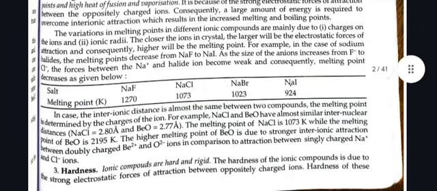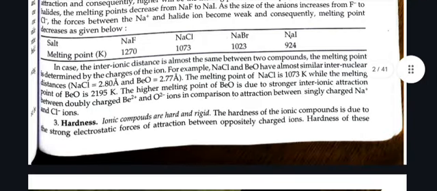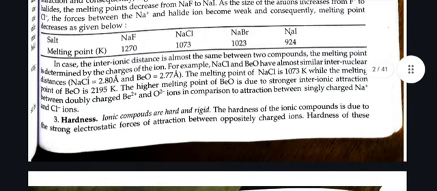As the size of anions increases from F- to Cl-, the force between Na+ and the halide ion becomes weak and consequently the melting point decreases, as given below. Salt NaF, its melting point in Kelvin, 1270. Salt NaCl, its melting point 1073 Kelvin. Salt NaBr, its melting point 1023. Salt NaI, sodium iodide, its melting point 924 Kelvin.